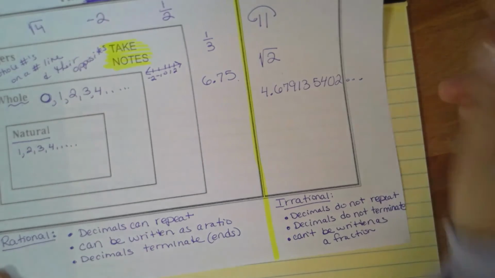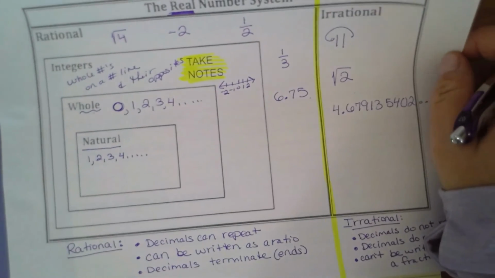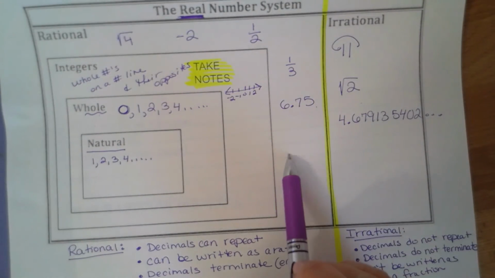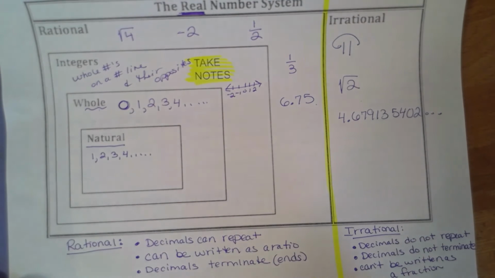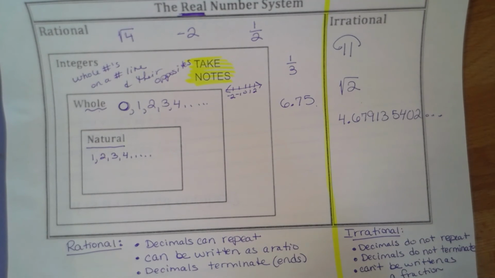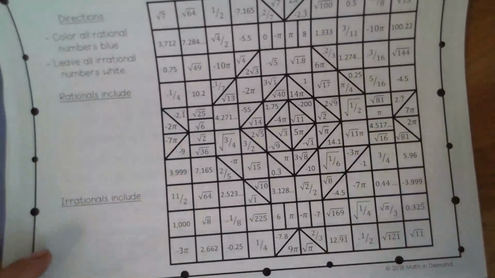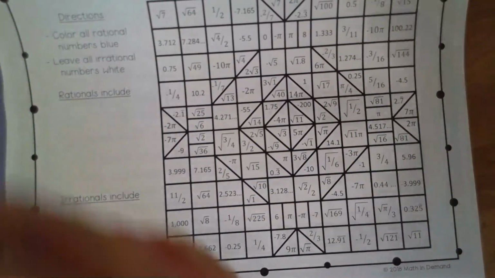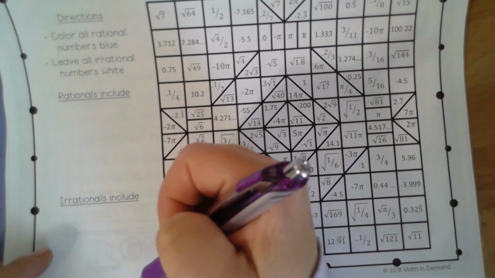All right, feel free to pause. You really should put this in your interactive notebook. Make sure you have all the notes written down. And then the next thing on the list: if you can print this, that would be best. If not, you'll just create a T-chart and list which ones are rational and which ones are irrational.